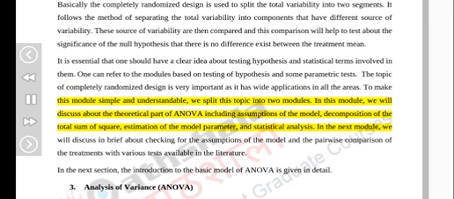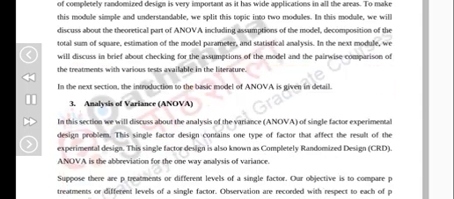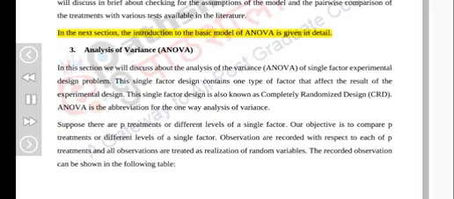In this module, we will discuss the theoretical part of ANOVA, including assumptions of the model, decomposition of the total sum of squares, estimation of the model parameters, and statistical analysis. In the next module, we will discuss in brief checking for the assumptions of the model and the pairwise comparison of the treatments with various tests available in the literature. In the next section, the introduction to the basic model of ANOVA is given in detail.